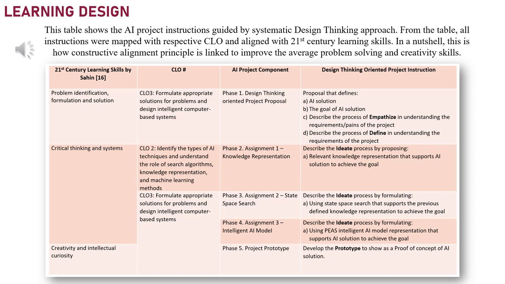This table shows the AI project instructions guided by the systematic design thinking approach. From the table, all instructions were mapped with the respective course learning outcome and aligned with 21st century learning skills. In a nutshell, this is how the constructive alignment principle is linked to improve the average problem-solving and creativity skills.